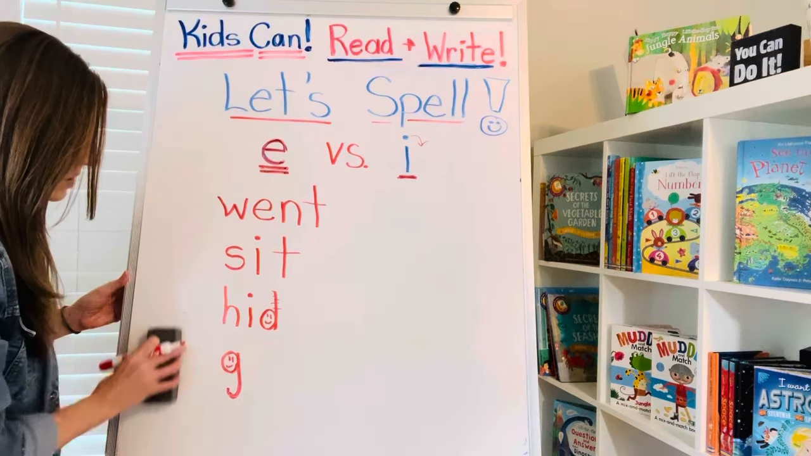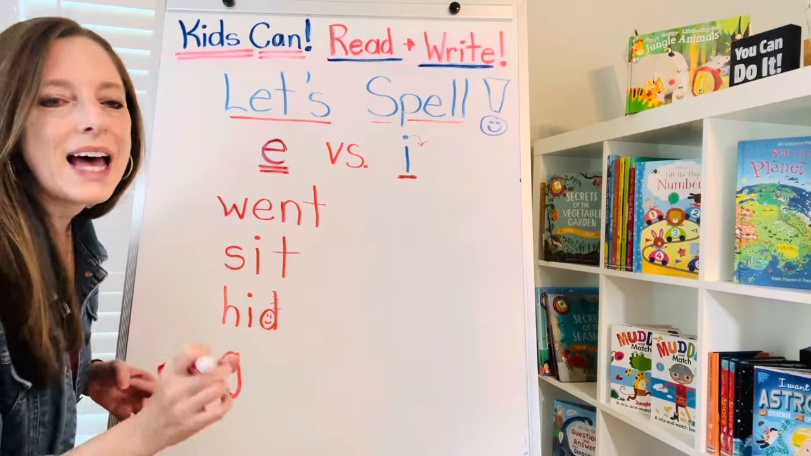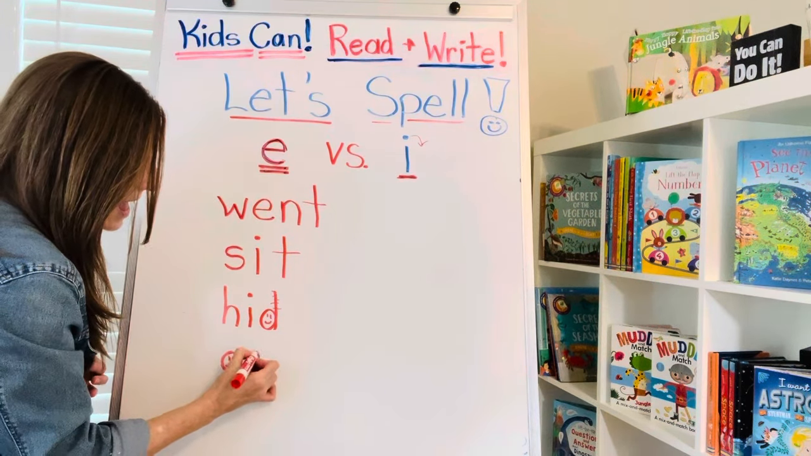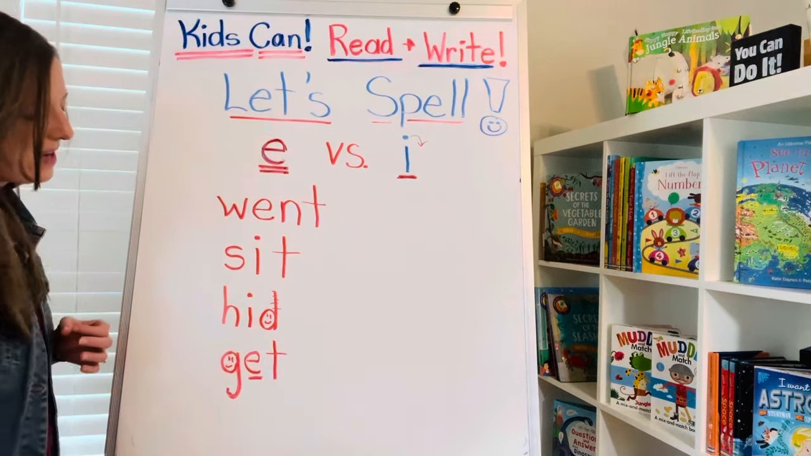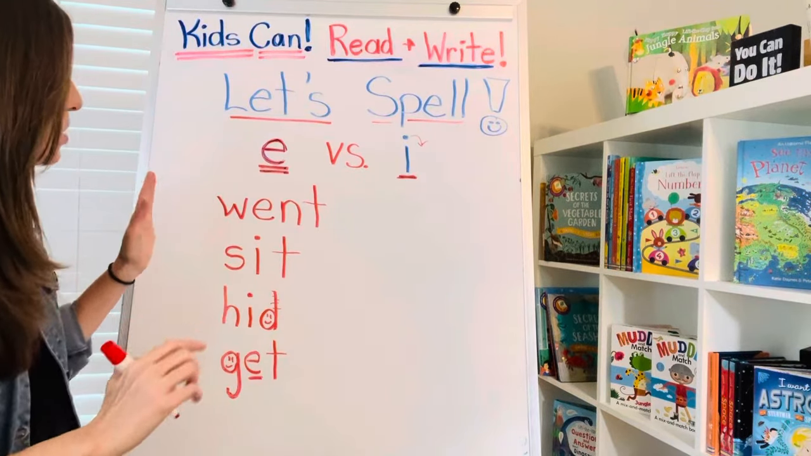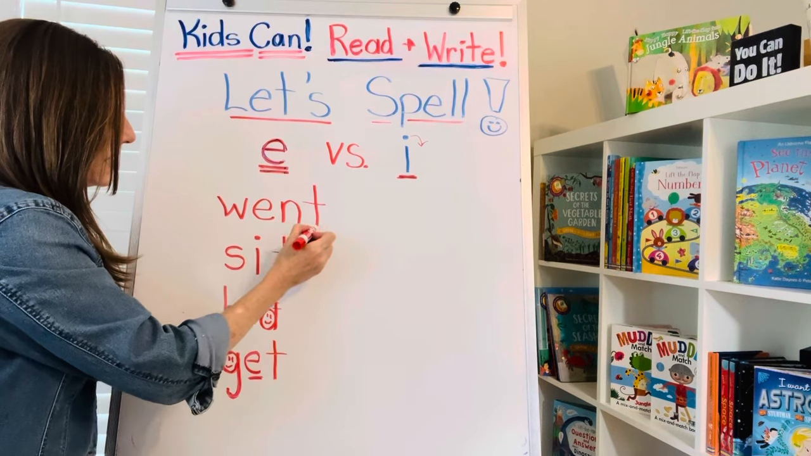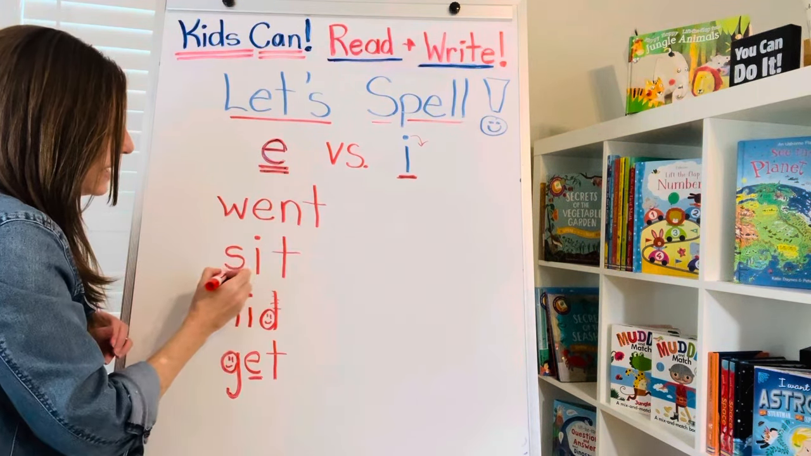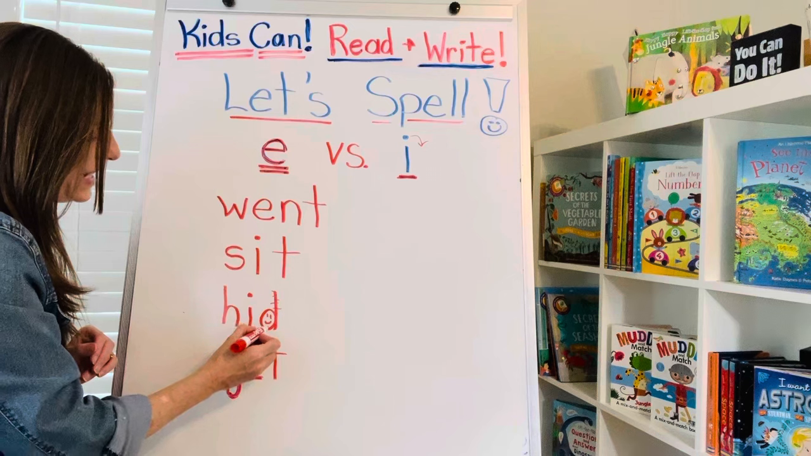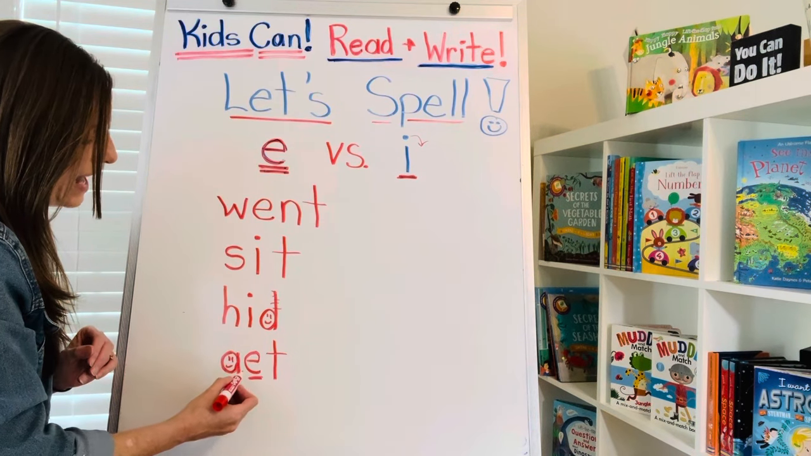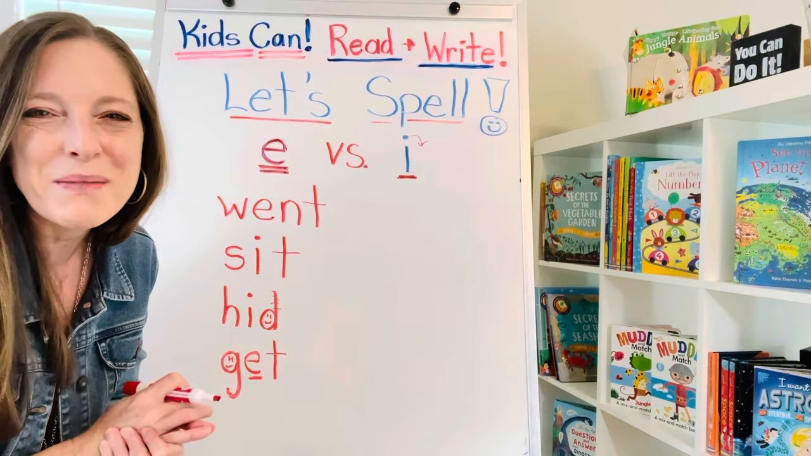So all right, so we've got ga. Now, what did you put for the rest of it? Ga, et, get. All right, did you get the E there? I hope so. Good job. All right, so far, let's read what we've written. Went, went, sit, sit. Hid, hid, get, get. Let's write a few more. We'll practice a little bit more together.